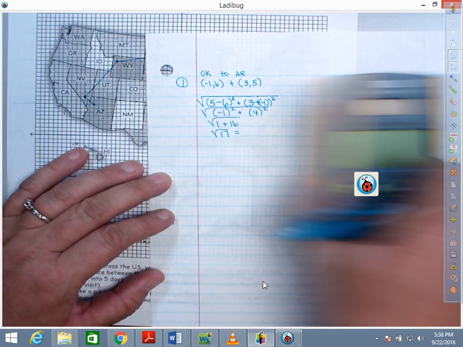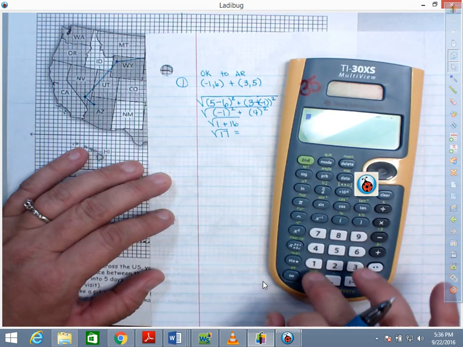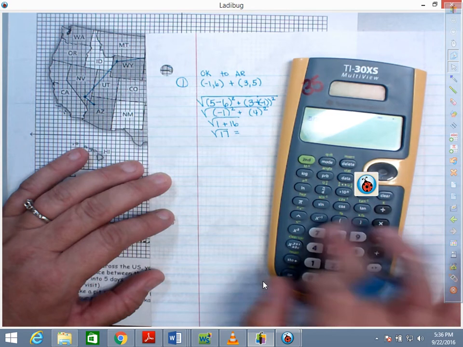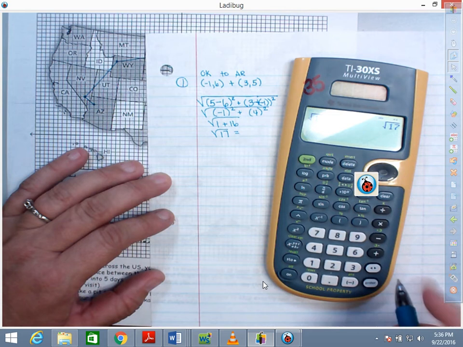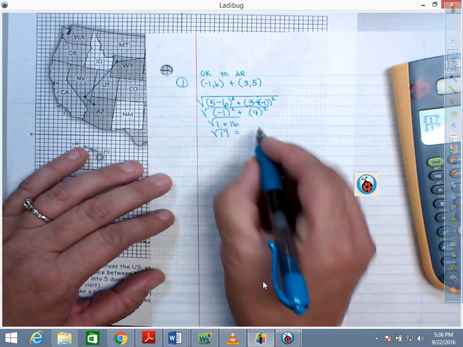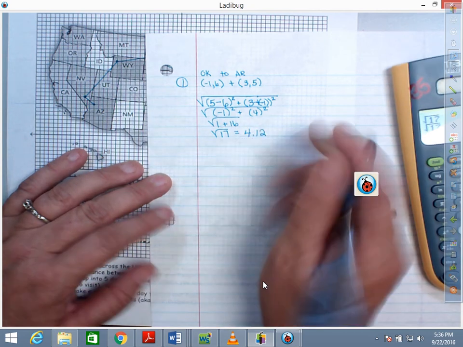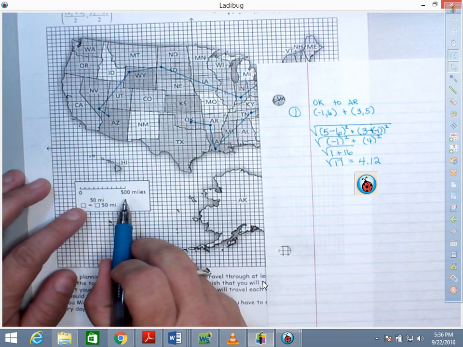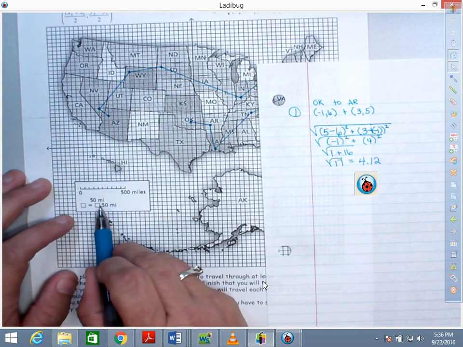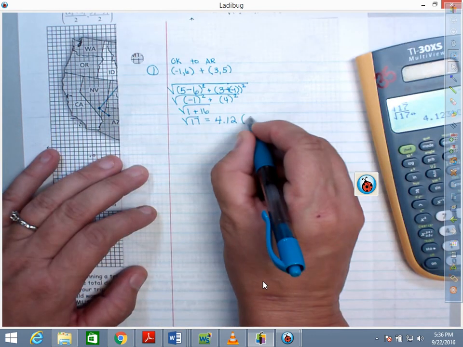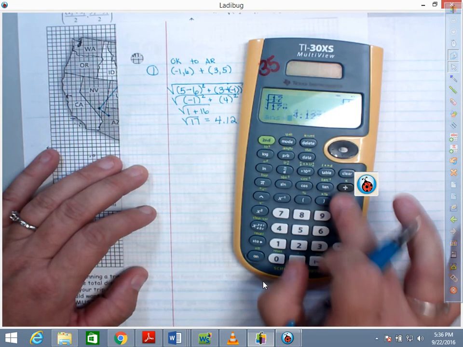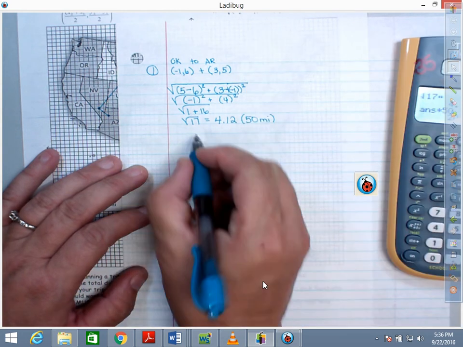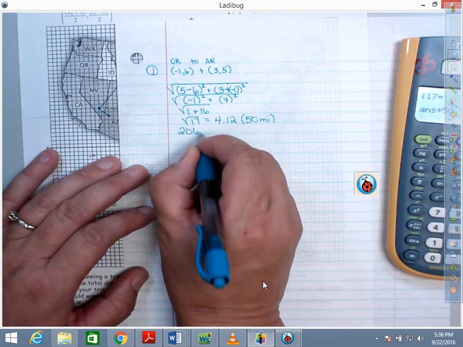our calculators out, and this is where I want you to use decimals. Square root of 17, and you can do that by the change button right here. It's going to give me 4.12. I would round these to the nearest hundredth, because then we're going to come over here and use our scale, and each box equals 50 miles. So I'm going to have to multiply this by 50 miles, which will give me my first section: 206.16 miles.